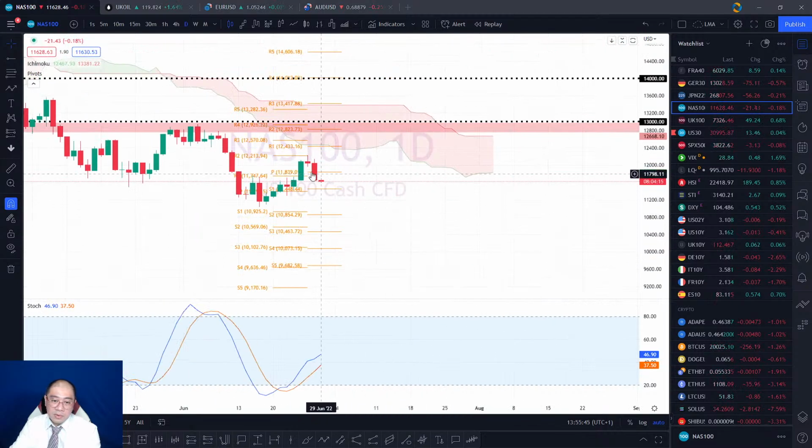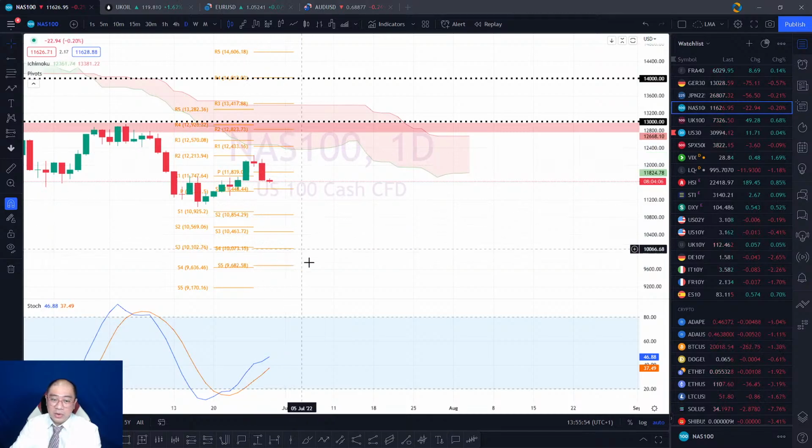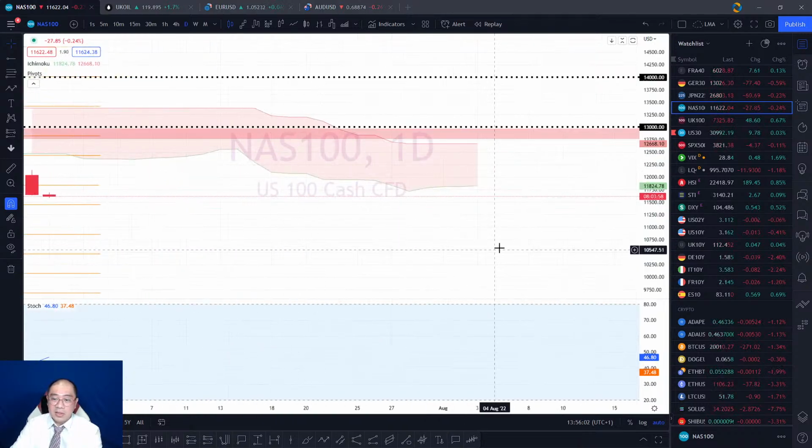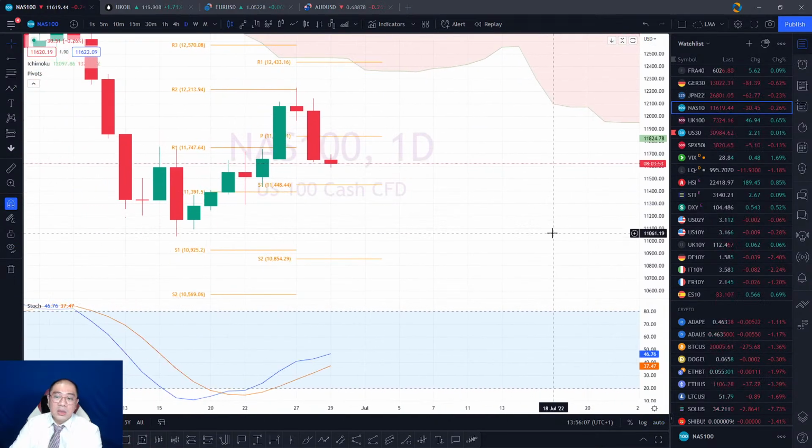Okay, so this is your weekly pivot. If we look at 10,000, that is actually around support 4, support 5. It's so far away. I don't think we're going to see that in 1 week. If it goes below 10,000, that means the market has crashed in the US. As simple as that. So could it go below 10,000?